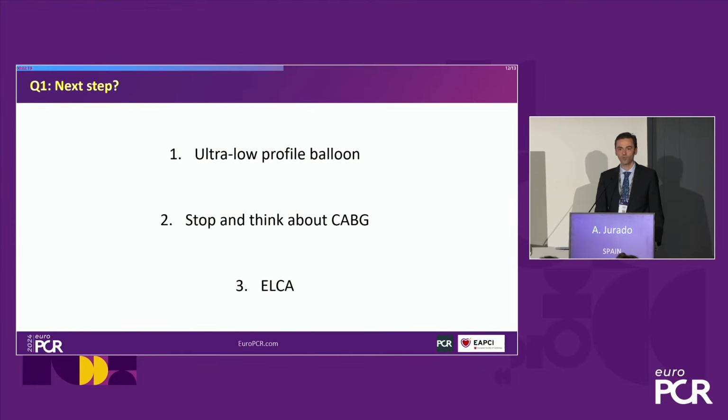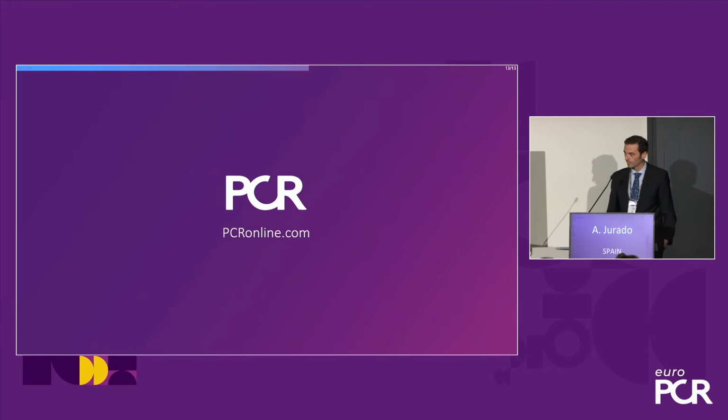And now I have a question for you. What is your next move? Use an ultra-low profile balloon if you have. Stop and think about CABG. It's a young patient with a CTO, a very big vessel, and limited angina. Or ELCA, another technique. So if you could vote, please.